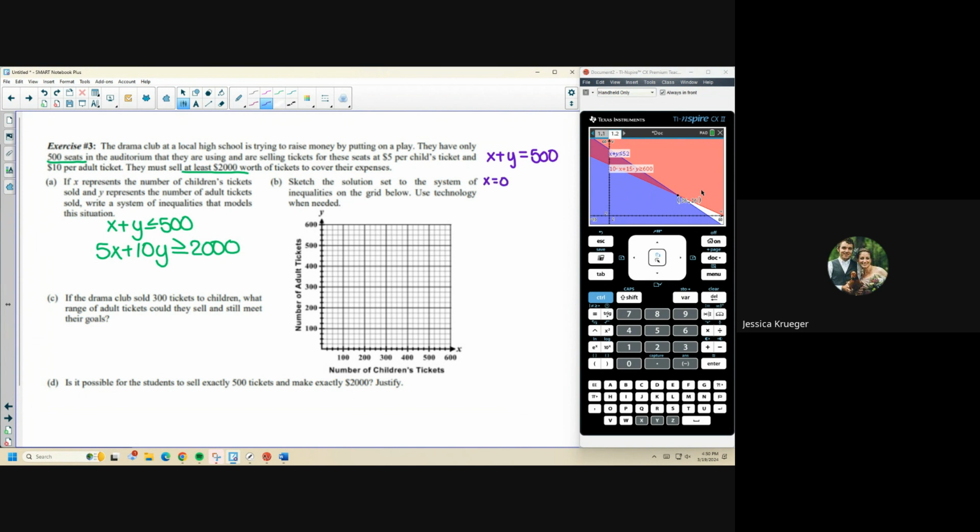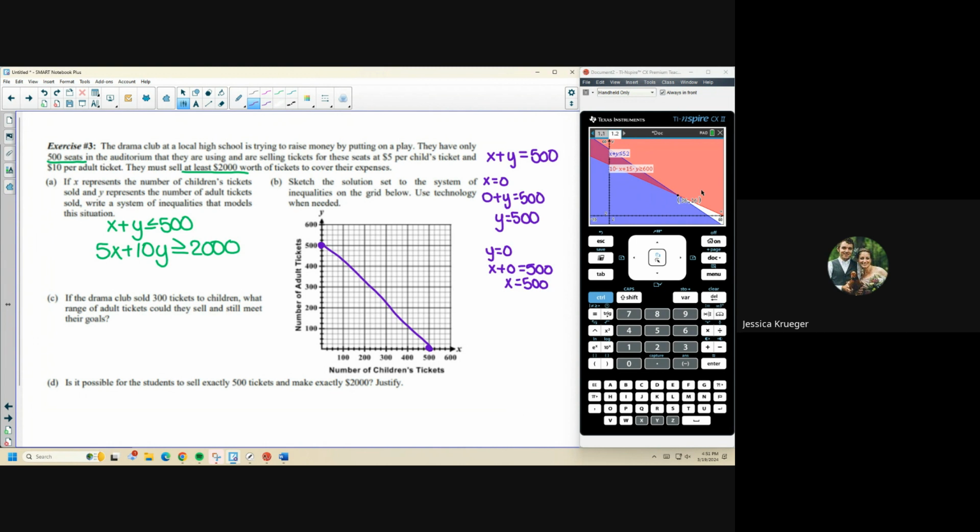So if X equals 0, we would get 0 plus Y equals 500. So Y would equal 500. So I've got a Y-intercept of 500. Basically, if they sell no children's tickets, they can sell up to 500 adult tickets. And then if Y is 0, I would have X plus 0 equals 500. So X would be 500. So my first line is going to look something like that.